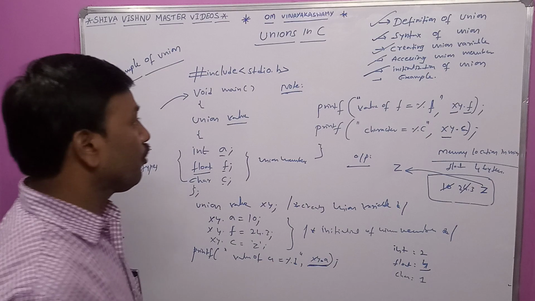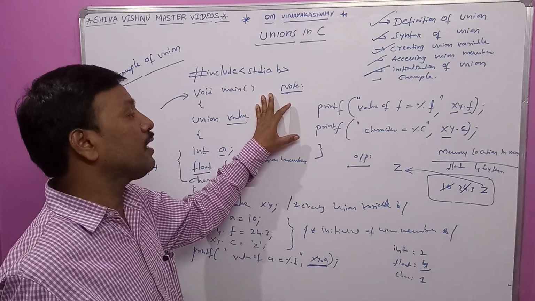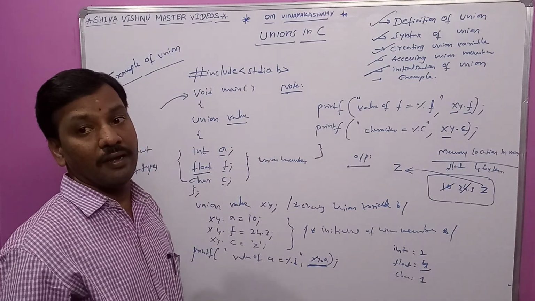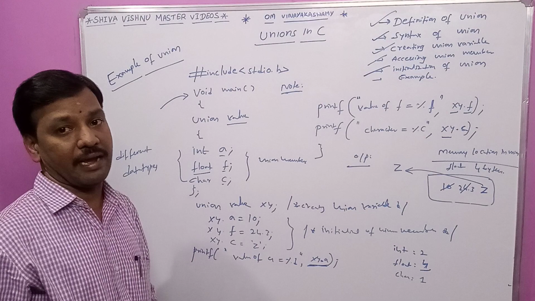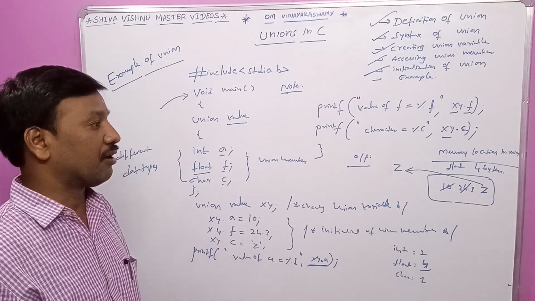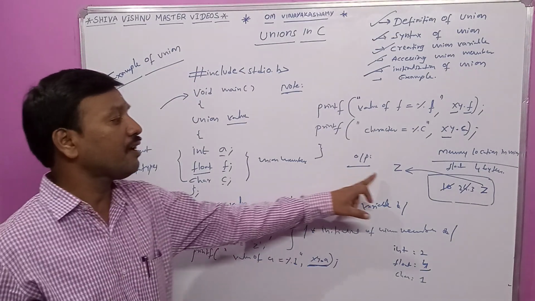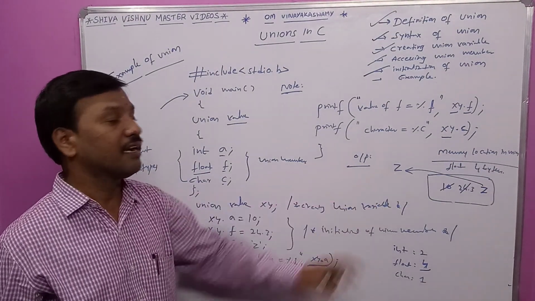So in the union concept, note here only a single member is accessed at a time. That is the condition. So that's why we will get the answer z. That character will be displayed.